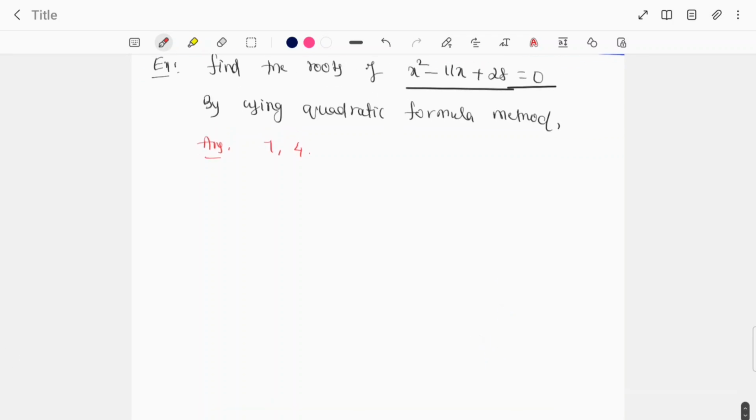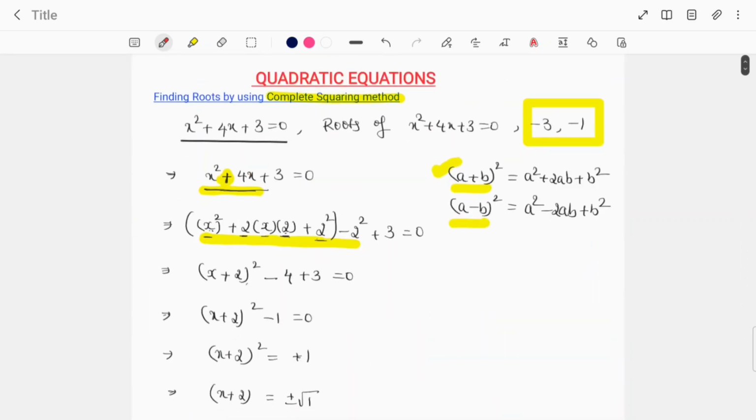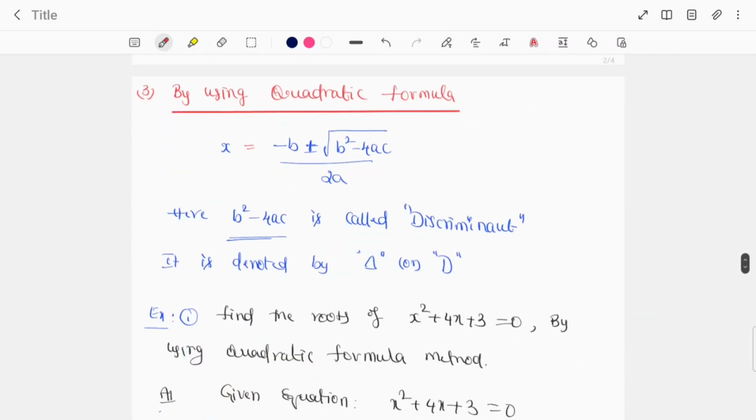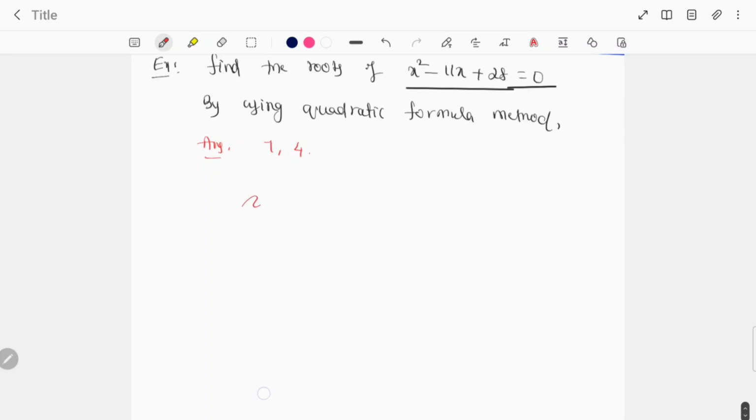The remaining continuation of this quadratic equation, that means what the discriminant is, how it will be used, where we will use it, and how we can understand what kind of roots we are going to get, we will discuss in the upcoming classes. So in this video we learned finding the roots by using the completing square method and finding the roots of a quadratic equation by using the quadratic formula method. So thank you, children.